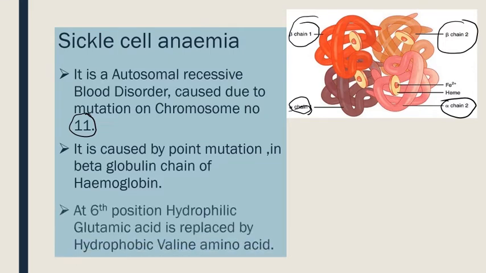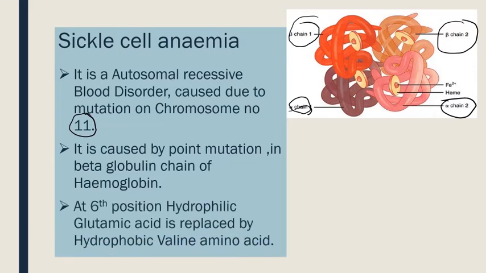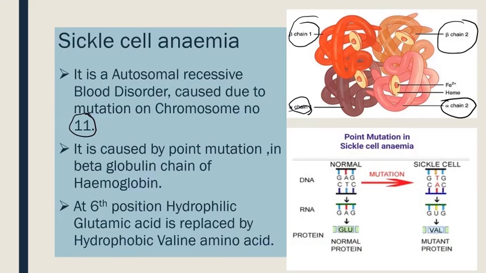Let us see what it is. At the 6th position, hydrophilic glutamic acid is replaced by hydrophobic valine amino acid. Look at this diagram carefully. This is the DNA, a normal DNA. Normally the DNA has CTC, and when RNA is formed, it forms GAG. CTC is the codogen, GAG is the codon present on RNA. When codon GAG is present on RNA, at the 6th position, what is formed? Glutamic acid is present at the 6th position of the beta globin chain, and then a normal hemoglobin is formed.